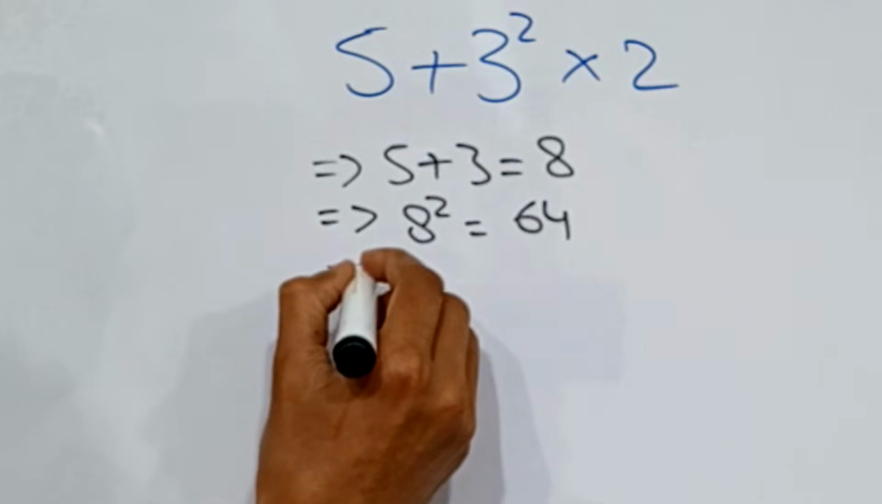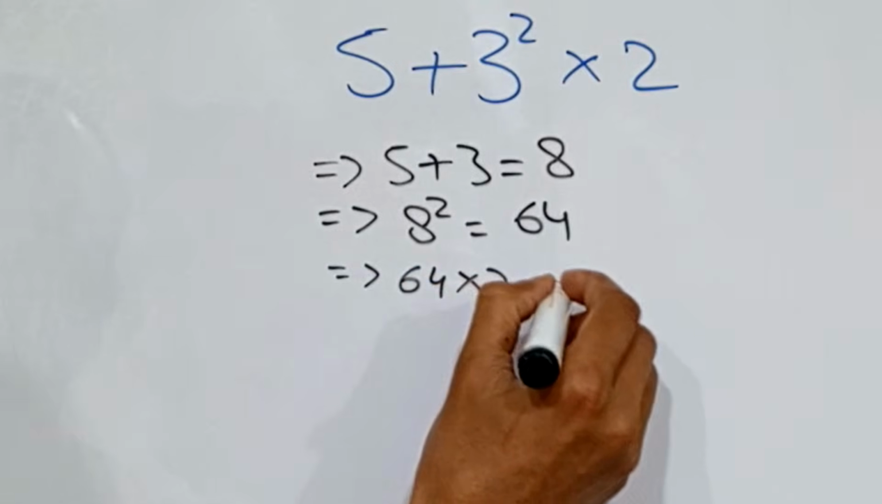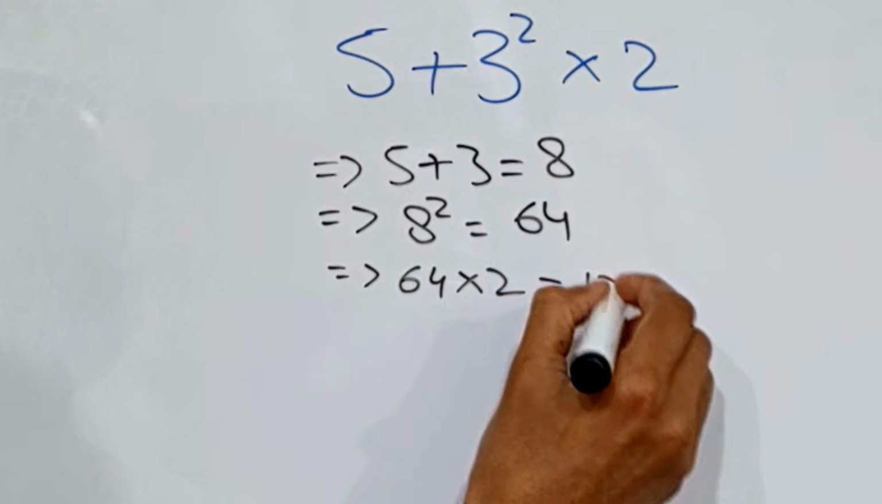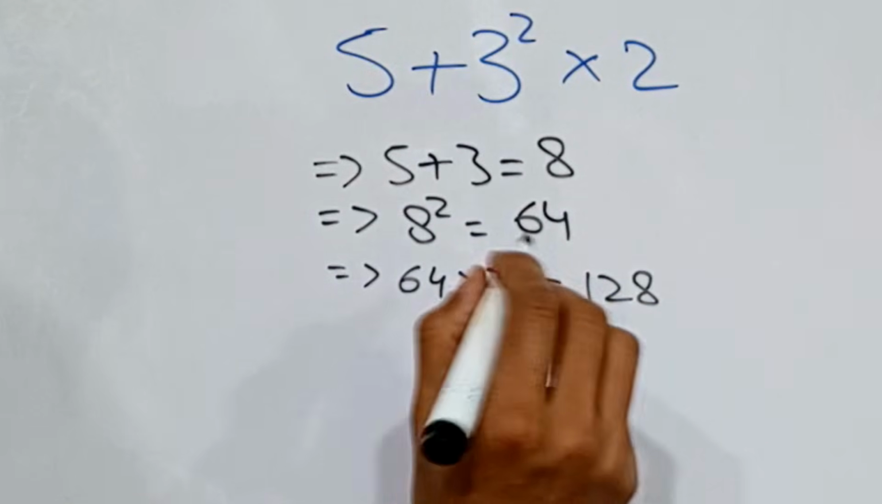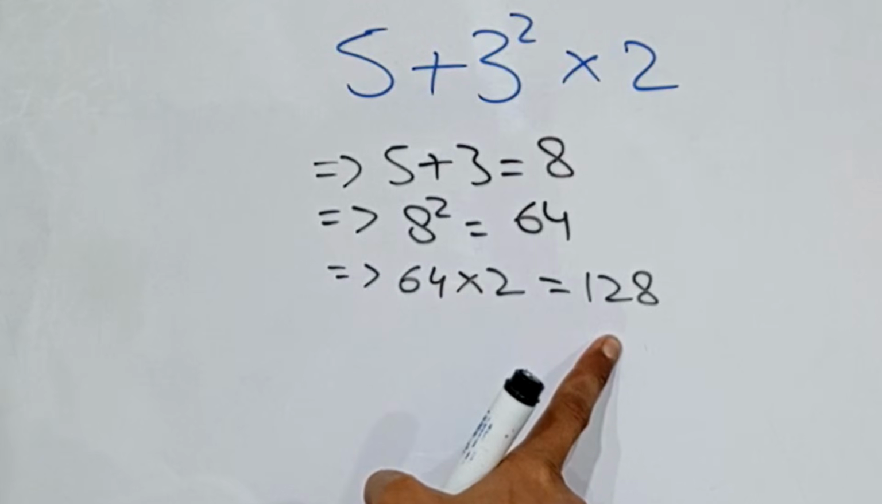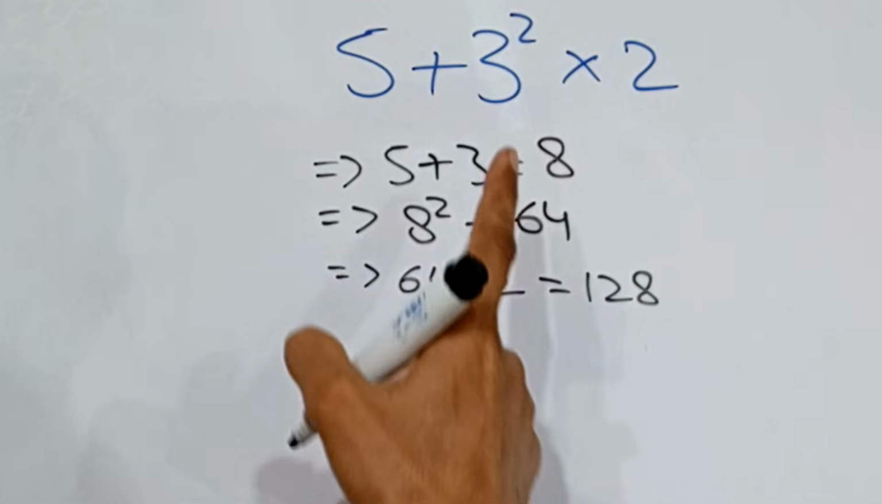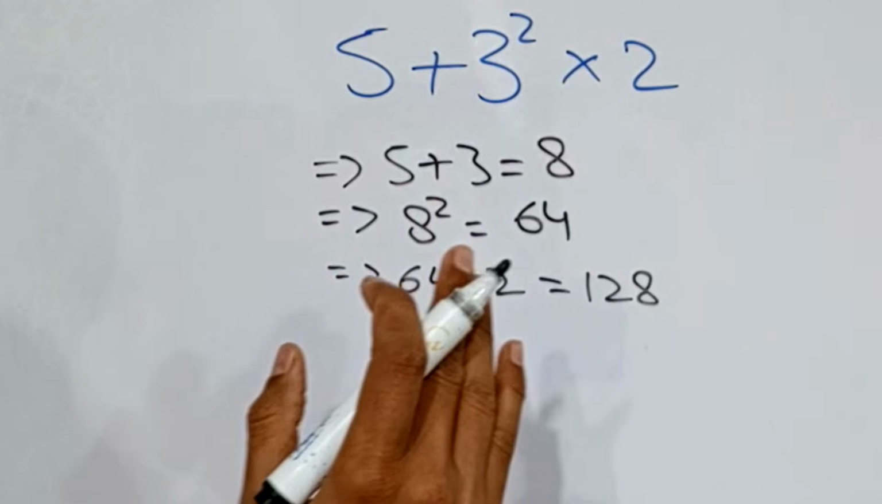Now 64 times 2 equals 128. This gives us 128, but this is wrong. Why is it wrong? Exponents come before addition. We must do the exponent first, right?